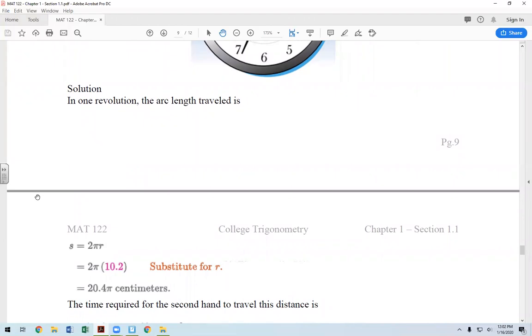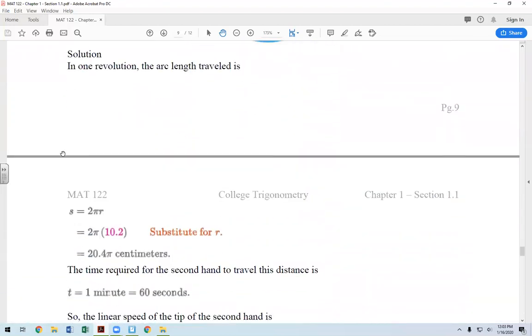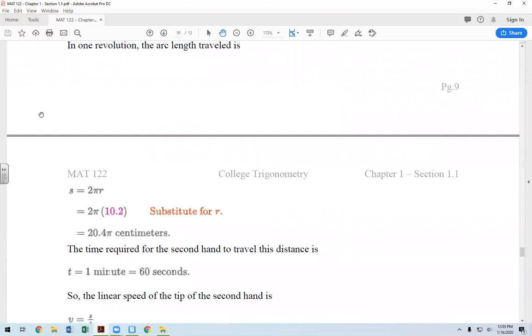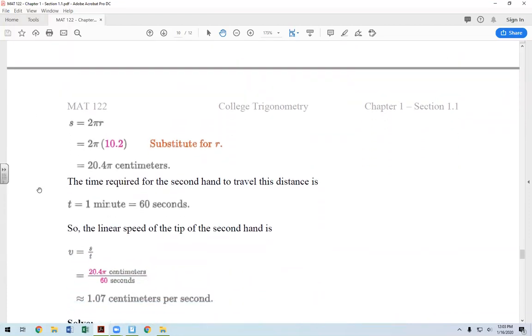Of course, one revolution around the circular face means you're going 360 degrees, and in radians, 360 degrees is 2 pi. So that's your theta. Then the radius is the length of the second hand, which they're telling us is 10.2 centimeters. That's where your 2 pi is coming from, the entire rotation around the face of the clock. So that gives us our arc length, which is 20.4 pi centimeters. Now you'll notice they kept the pi as it is. They didn't take that into the calculation.